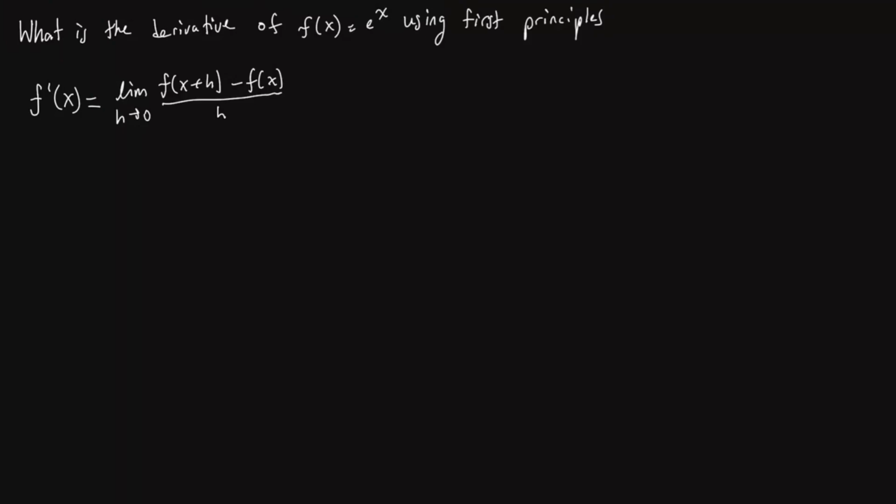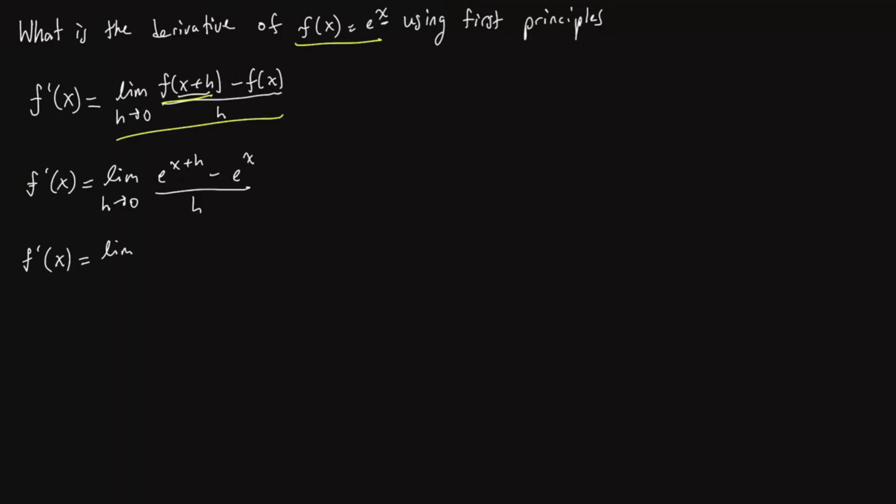So now let's substitute this into this. So the derivative is equal to e to the x with this. That means we just put x plus h up here. So we have the limit as h approaches 0 of e to the x plus h minus f of x, which is what we already have, all over h.